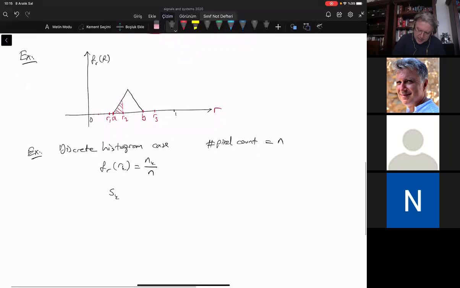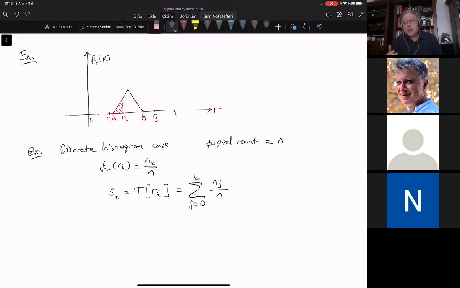Then Sk, which is the mapped version of Rk, is essentially all the pixel counts from 0 up to k, of those nj's, the counts of those pixels, divided by n. So this count will give you, starting from the first count up to the kth count that you have, the mapping. So you're not integrating, but you're summing all the histogram bars up until some point, and you divide all of them by n.